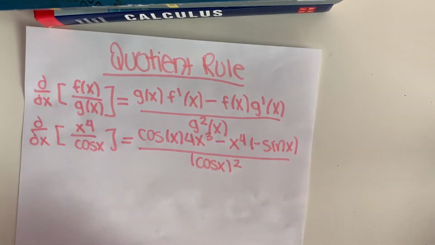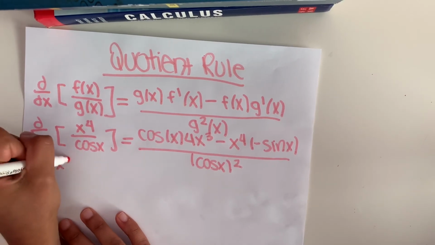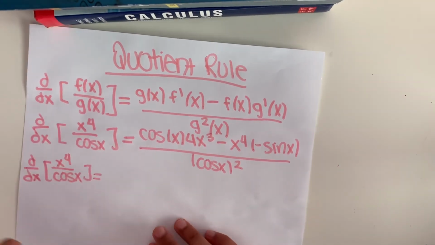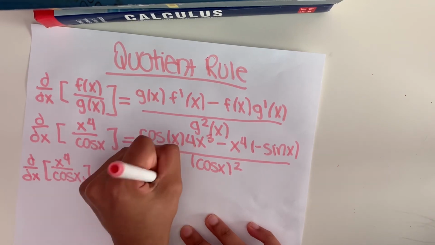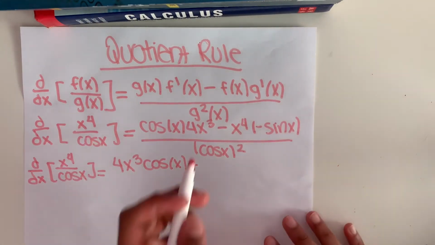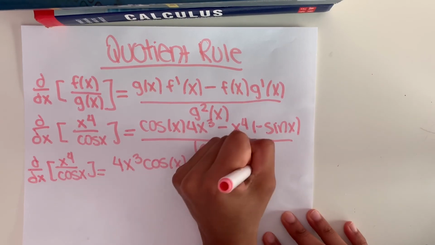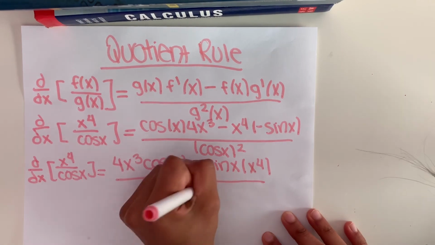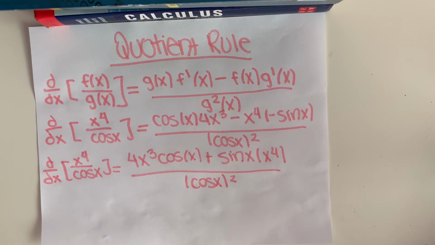So if we simplify this, it'd be d/dx of x to the fourth divided by cosine of x is equal to 4x cubed cosine x plus, since it's a negative times a negative, sine x times x to the fourth, divided by cosine x squared. So that's how to do the product rule and the quotient rule.